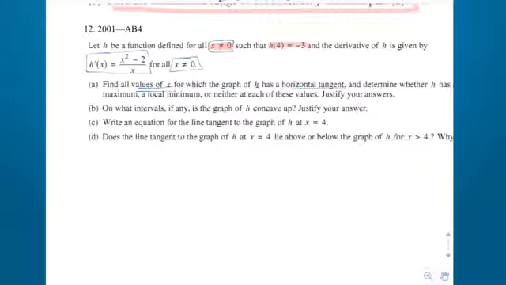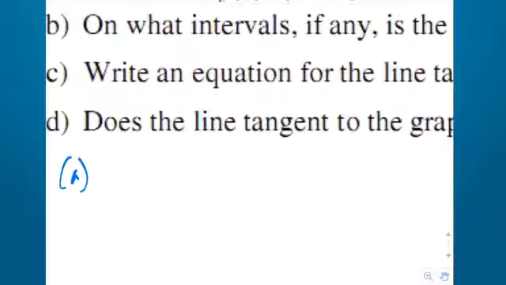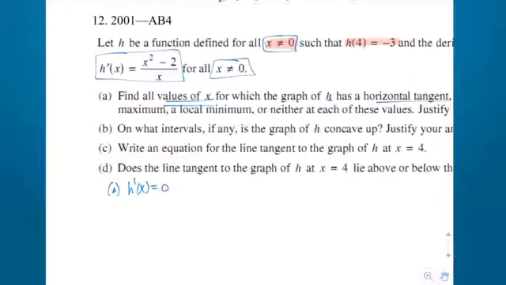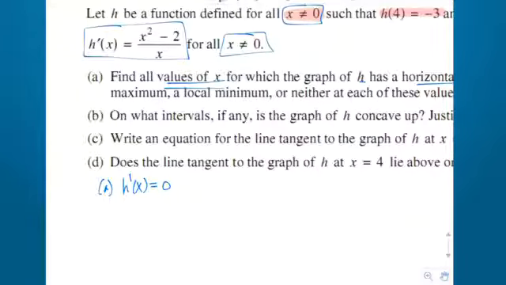They're telling us just to find where it's 0, right? So here's what you would show. Part A. H prime of x equals 0. When the derivative is 0, we have a horizontal tangent line. Now, the function is x squared minus 2 over x. So as long as you show h prime equals 0, that's good.